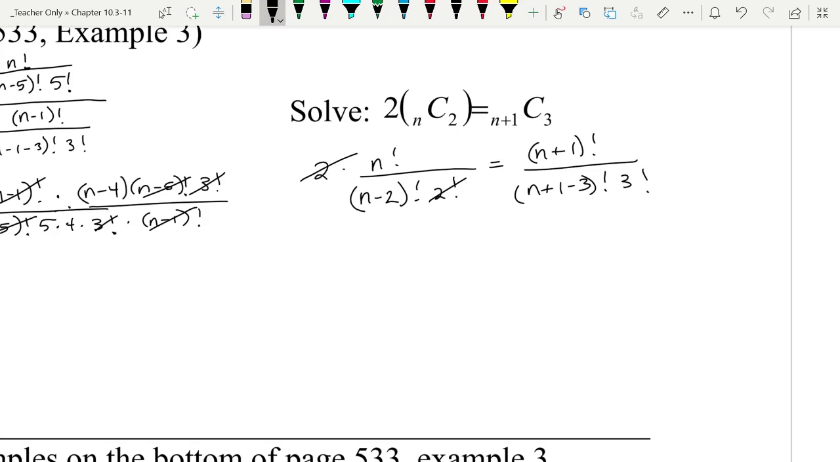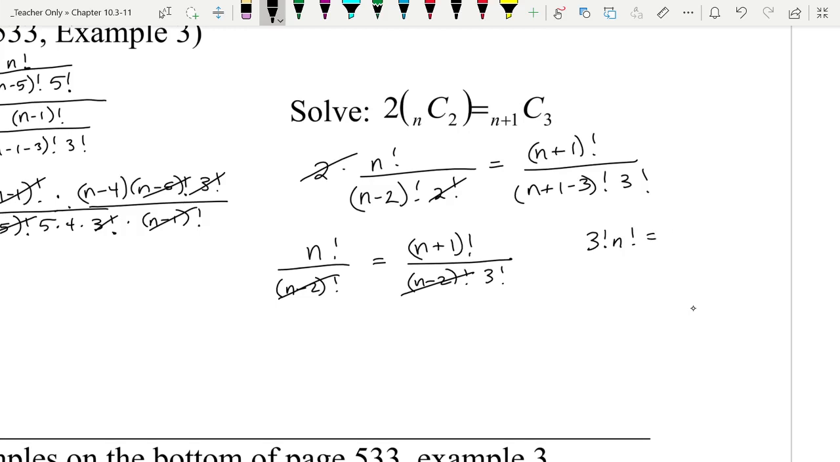Then notice that this is the same factor in the denominator on both sides. n plus 1 minus 3 is n minus 2 factorial. So I can multiply both sides of the equation by n minus 2 factorial. And now I think I'll multiply both sides of the equation by 3 factorial. So I get the equation 3 factorial times n factorial is equal to n plus 1 factorial.